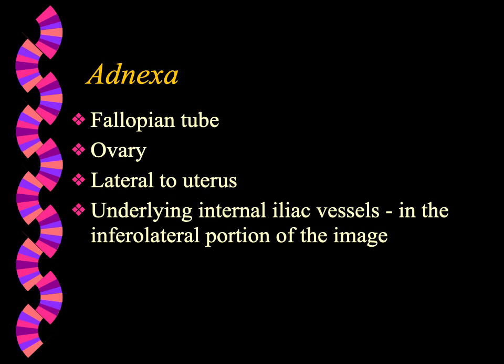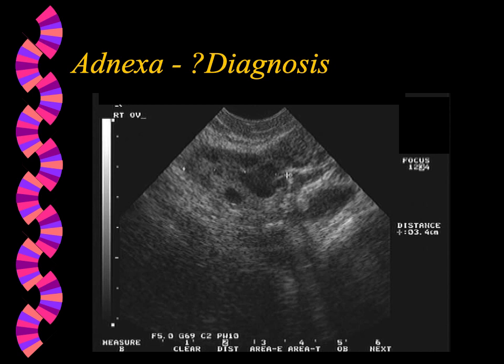The adnexa are adjacent to the uterus. They include the fallopian tube and the ovary, and again, they are usually lateral to the uterus. Sometimes they can be posterior to the uterus, and sometimes they could be anterior. Sometimes if it's difficult to find the adnexa, we look for the underlying internal iliac vessels, which are in the inferolateral portion of the image. So when we're looking at the adnexa, this is what we commonly see.